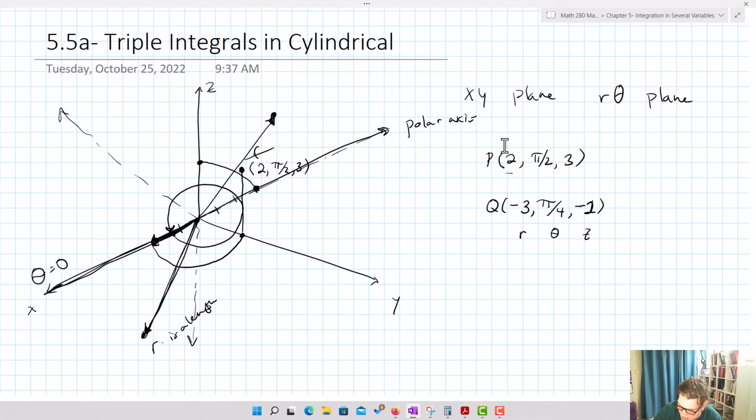And then I'm going to go down negative 1. And so you kind of imagine, it's below the r theta axis. It's kind of right in there. And you just have to kind of imagine, because you're looking three-dimensionally, that you've got that point right there. And that point ends up being negative 3, pi over 4, and negative 1.